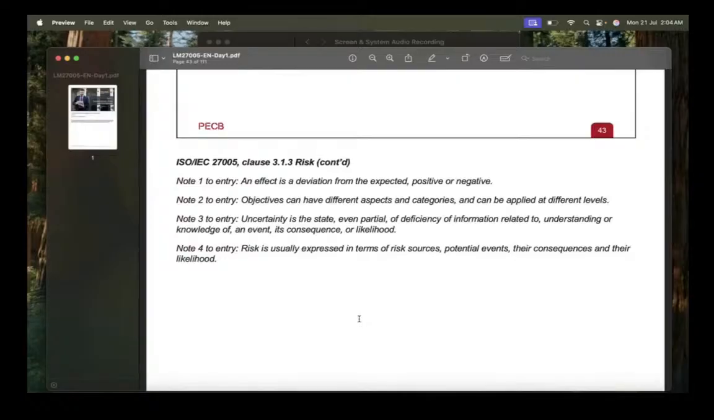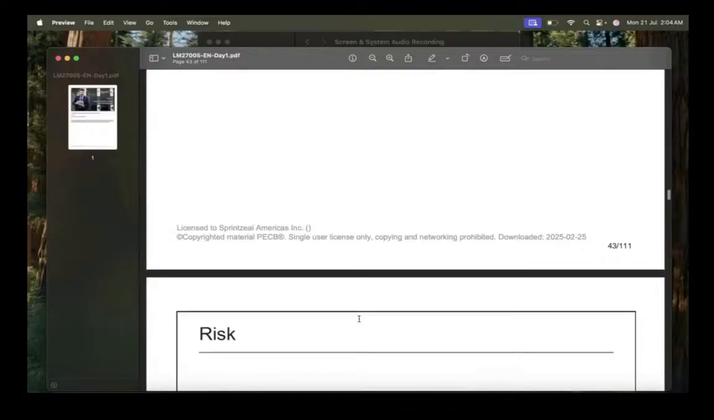And uncertainty is the state, even partial, of deficiency of information related to understanding or knowledge of an event, its consequence or likelihood. So this is where the definitions that we have studied earlier are going to help us. We have studied the definition of event, consequence, likelihood. Risk is usually expressed in terms of risk sources, potential events, their consequences, and their likelihood. So this is what we meant by risk.